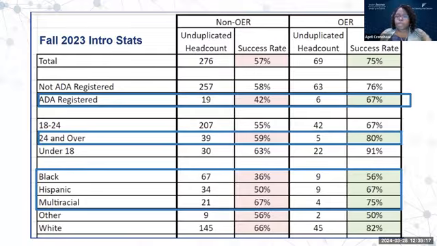Now, we do grant that our sample size is much smaller because this was a pilot and it was for the grant. Okay, our ADA registered students, those are students who are registered with our Disability Services Office. When we're comparing, we move the needle for those students. For our non-traditional age students, when we're comparing, we move the needle for those students. For our Black, Hispanic, and multiracial students, we move the needle for those students.